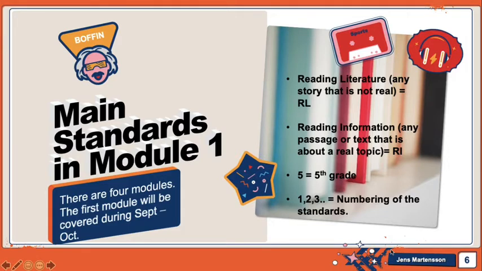Whenever you see reading standards, you will see that they have 2 letters and 2 numbers. The 2 letters are RL, reading literature, any story that is not real, and RI, reading information, any passage or text that is about a real topic. The 2 numbers represent the grade level. For us, it will be 5, meaning fifth grade, and then the number of the standard, 1, 2, 3, after the decimal point. We will be covering one of the main standards in Module 1. There are 4 modules. The first module will be covered during September through October.